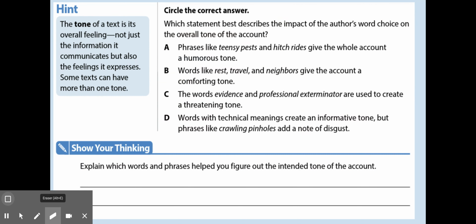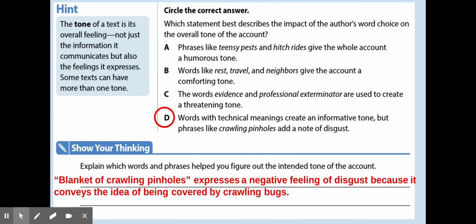I'm assuming now that you've got all of that done. You pause me. Oops, and there we go. So I've written down "blanket of crawling pinholes," and notice, guys, I put quotation marks around it because I pulled it straight from the text. Expresses a negative feeling of disgust because it conveys the idea of being covered by crawling bugs, and that's just, yeah. And the whole thing had a note of disgust with it.